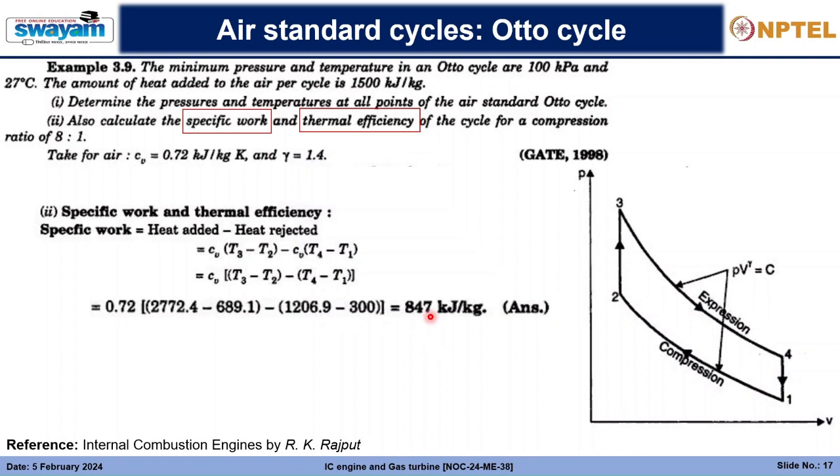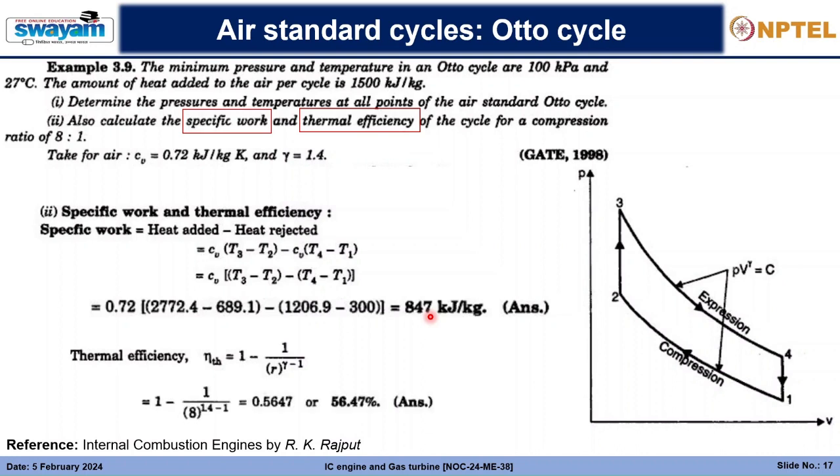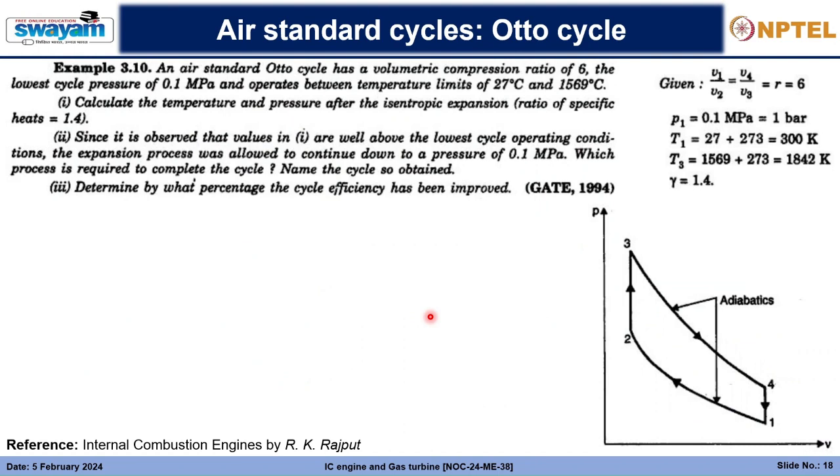Mind you, why is it specific, why not work output? The term specific comes because the work output is in terms of kilojoule per kg of gas. That is specific to only 1 kg of gas. And if you have a higher amount of gas, then this value will get scaled up or scaled down, whatever may be the case. So that's why we calculate the specific work. Then thermal efficiency, we have derived previously. Simply, we know the compression ratio, so we need not find all the points for that, and we will get an efficiency of 56.47%.